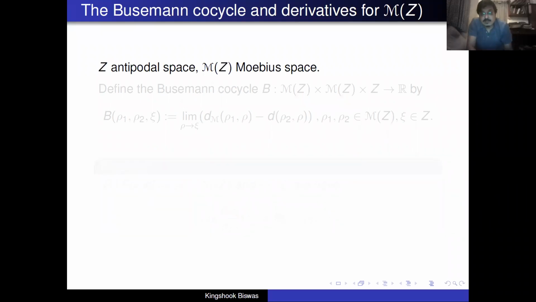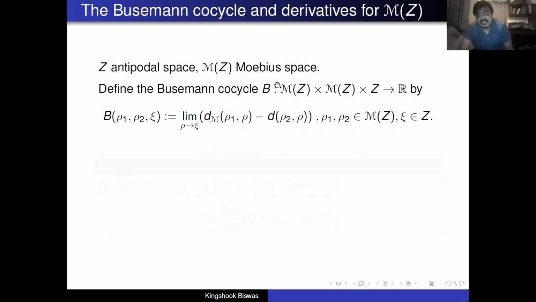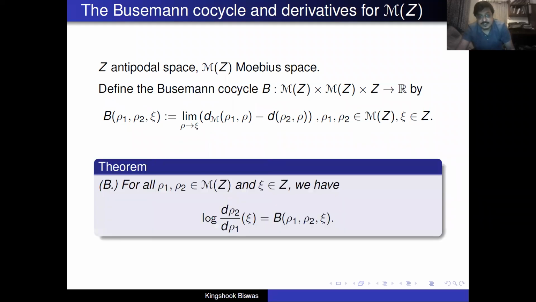Now, come back to antipodal spaces. Suppose Z is an antipodal space and MZ is the corresponding Moebius space. Then we can define a Busemann cocycle as a function on MZ cross Z by the same formula: B of rho 1, rho 2, xi is the limit as rho tends to xi in the maxima compactification of the distance rho 1 rho minus the distance rho 2 rho. And then we have the following theorem: just like for a CAT(-1) space or a good Gromov hyperbolic space, for any rho 1, rho 2 in MZ and for any xi in Z, the log of the derivative d rho 2 by d rho 1 of xi is equal to the Busemann cocycle b of rho 1, rho 2, xi.